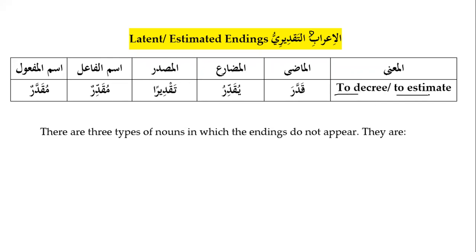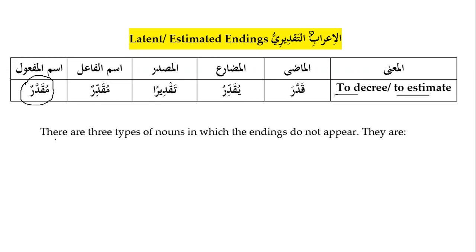But when we talk about every day, then we mean to estimate something. Also, at-taqdeer wa shukr, thanks and appreciation. The word taqdeer is also used for appreciation. But in this context, it means to estimate or to hide something. And when we say it is muqaddar, that means it is hidden or it is estimated. So that's why we call it al-irabu at-taqdeeriyu. That means estimated endings.